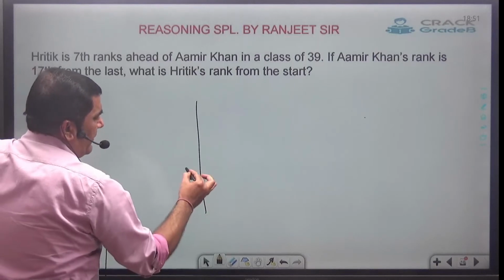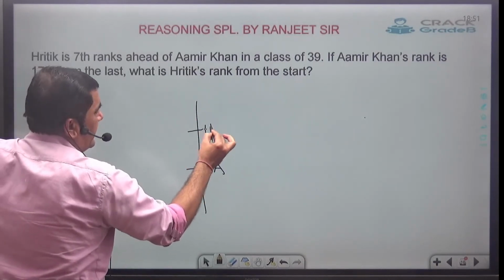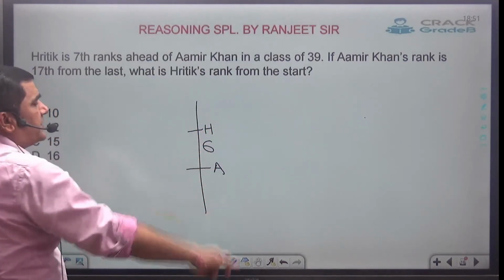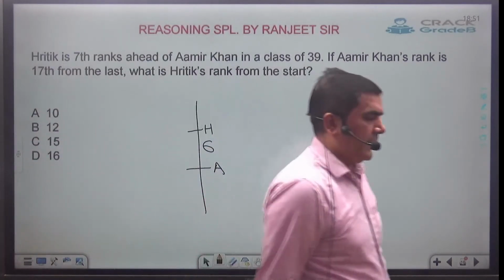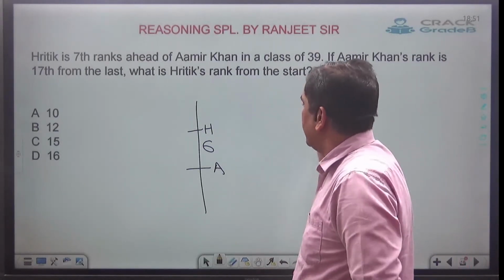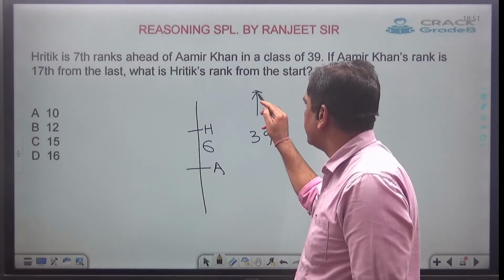Means what? If Amir is over here, Ritik must be 7 places ahead. 7 places ahead means between these two there must be 6. Clear? Ritik is 7th rank ahead of Amir. In a class of 39, total is given to be 39.